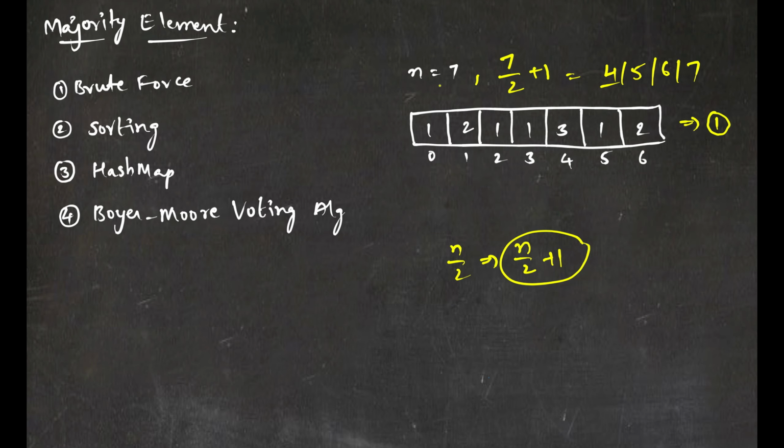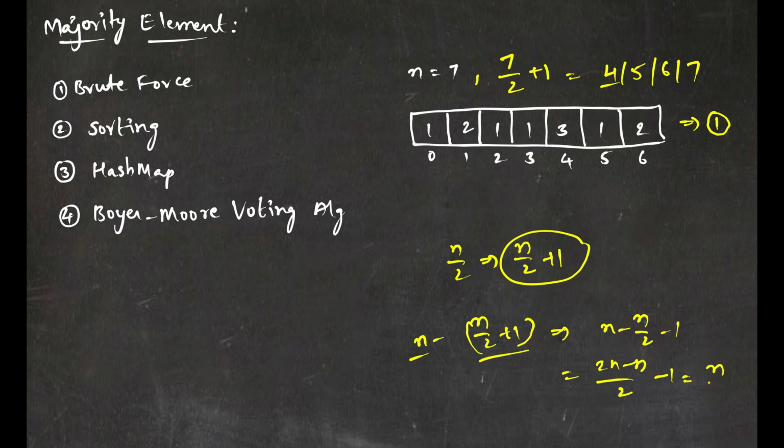Since my array contains n elements, all other elements will have an occurrence of n minus (n by 2 plus 1). So this is the total occurrences, and this is the majority element occurrences. So that will be n minus n by 2 minus 1, which is going to be 2n minus n by 2 minus 1. It's going to be n by 2 minus 1. So this is the occurrences of my majority element and this is the occurrence of all other elements. And obviously we can observe that this is greater than this one. So there will be only one such majority element. No other element will repeat for more than this many times. So yes, there will be only one such majority element.